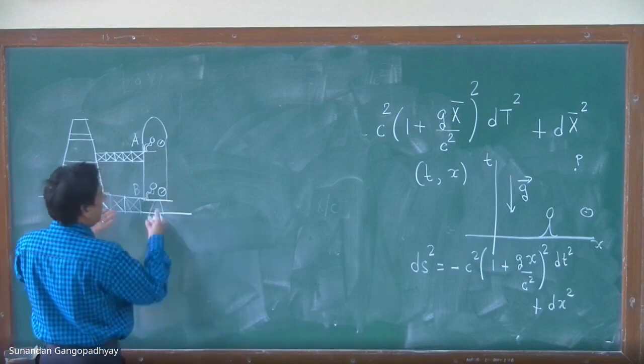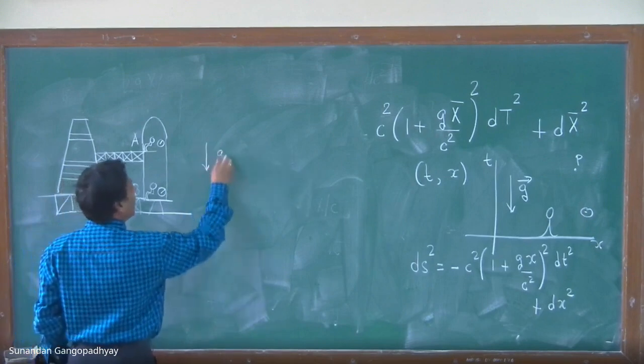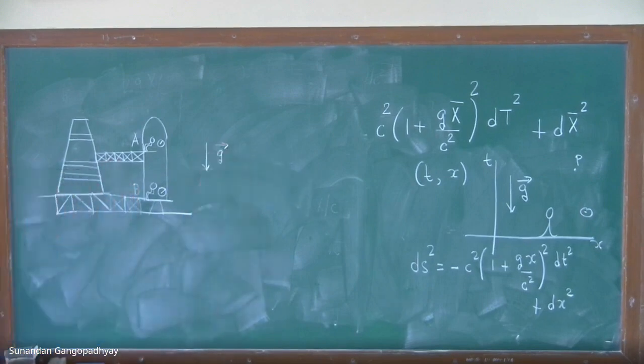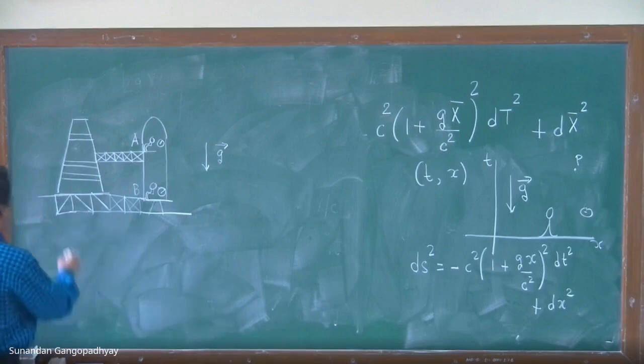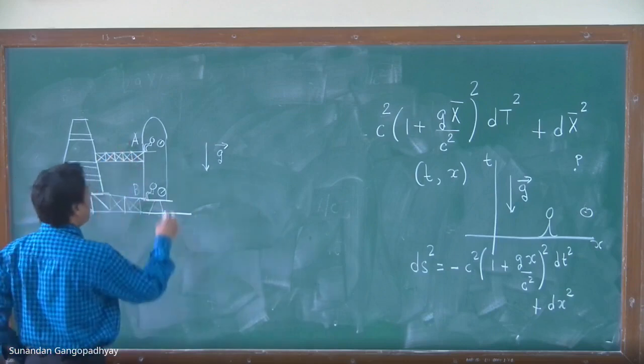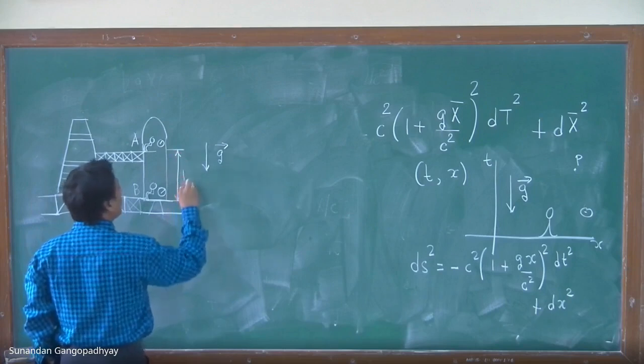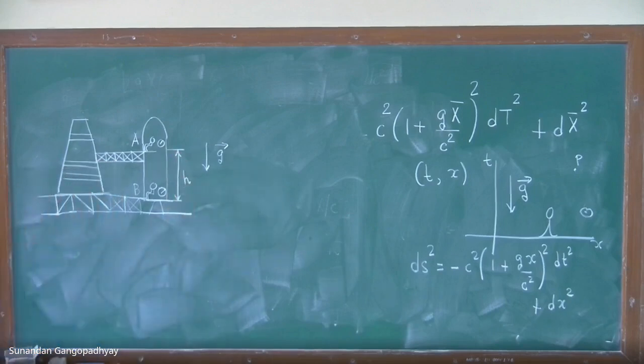This rocket, obviously, is attached to the surface of the Earth. So this is in some uniform gravitational field g. Okay. And now what is happening is that this person Alice and this Bob, their height difference is h. Okay. Fine.